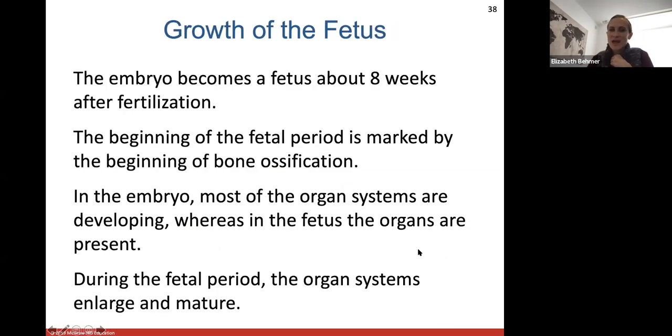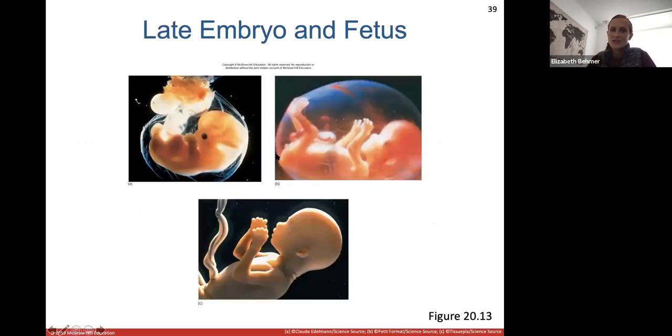Growth of the fetus: the embryo becomes a fetus at about 8 weeks. The beginning of the fetal period is marked by the beginning of bone ossification. So as soon as the bones start to harden and become ossified, at about 8 weeks, then we change names into the fetus. And then in the embryo, most of the organ systems are developing, whereas in the fetus, the organs are just present. And during the fetal period, the organ systems will enlarge and mature.